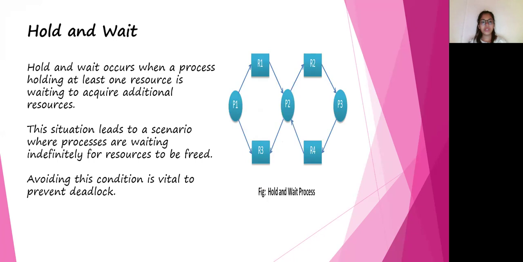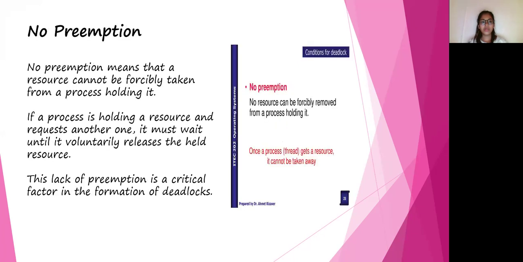Hold and wait occurs when a process holding at least one resource is waiting to acquire additional resources. This situation leads to a scenario where processes are waiting indefinitely for resources to be freed. Avoiding this condition is vital to prevent deadlock.